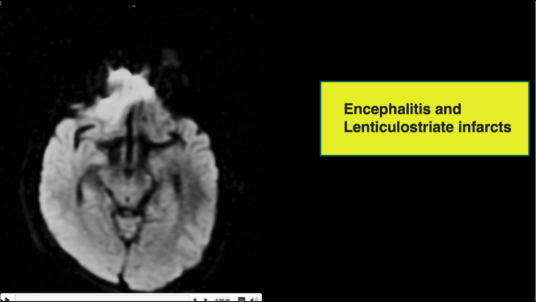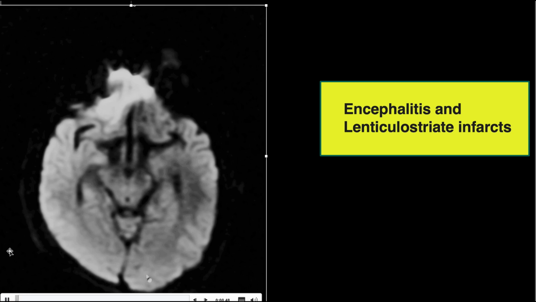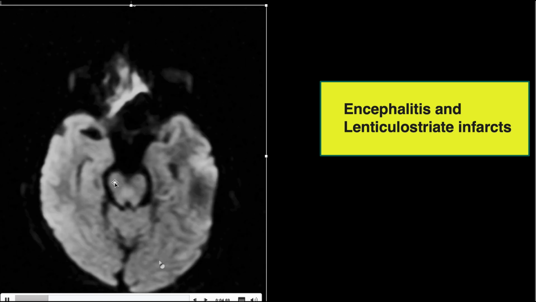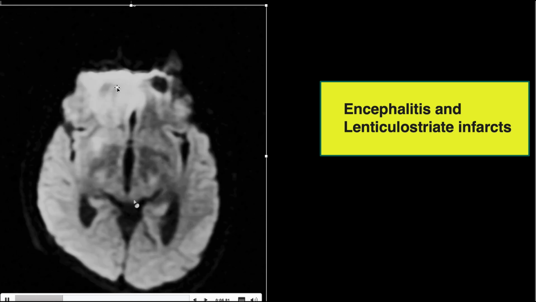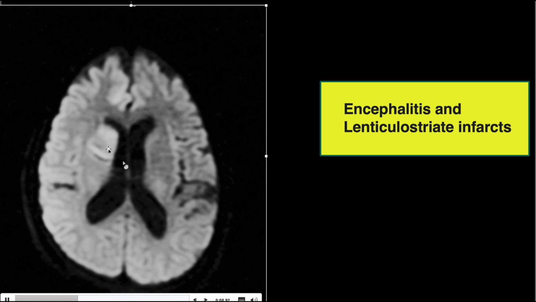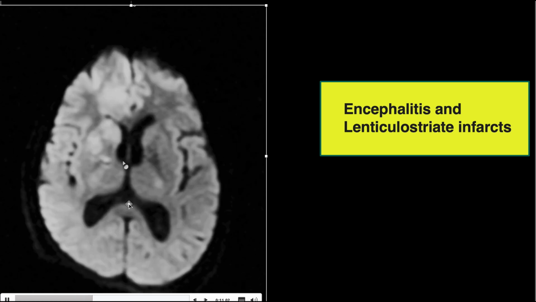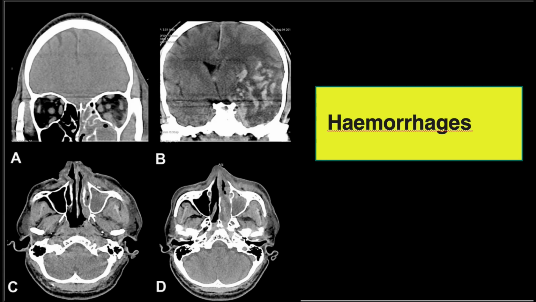So you should always look for such signs. You can also see infarcts and hemorrhages in mucormycosis. Here you can see initially there was encephalitis in the frontal lobe followed by lenticulostriate infarction in this case. So infarcts are also very common in mucormycosis.